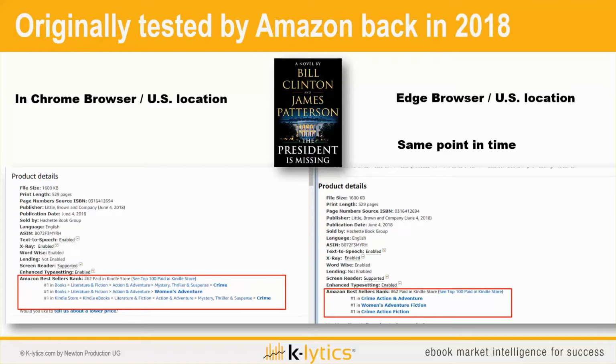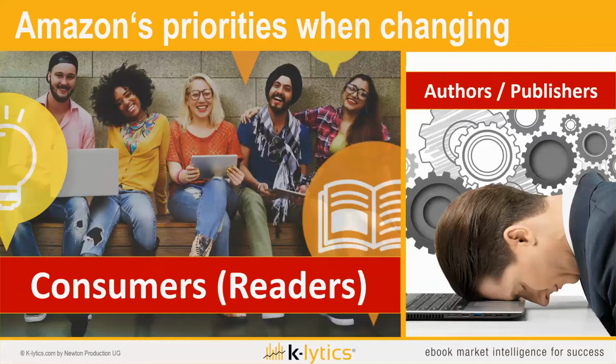And in fact, this very recent change of abbreviating the category path information at the bottom of the book page has not come overnight. It was originally tested by Amazon back in 2018. So we were prepared. And what you have to understand is that Amazon's priorities when changing will always be the consumer, the reader in the first place, and then the author or publisher. So whenever Amazon changes its interface, it may not be to the advantage of the author or publisher.